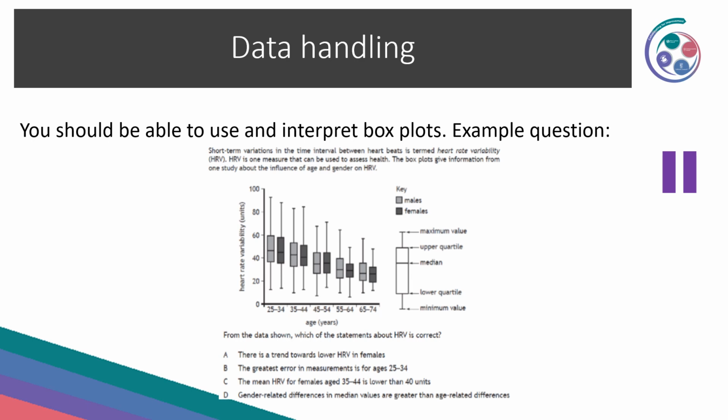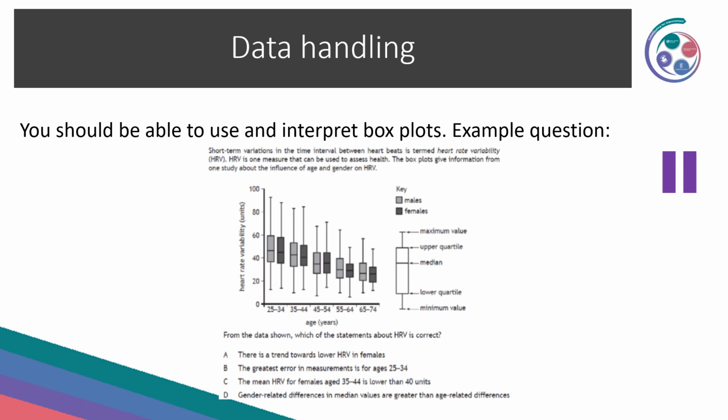So this question here is focusing on a situation of heart rate variability. So let's have a go at this question. Short-term variations in the time interval between heartbeats is termed heart rate variability, or HRV. HRV is one measure that can be used to assess health. The box plots give information from one study about the influence of age and gender on HRV. From the data shown, which of the statements about HRV is correct?